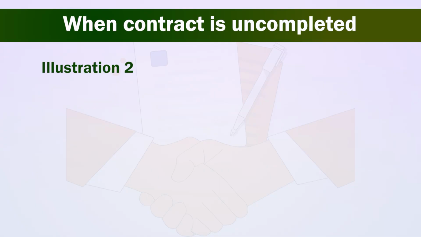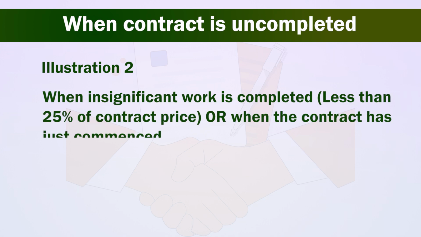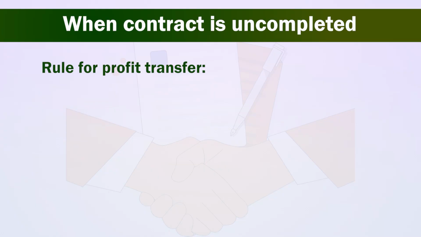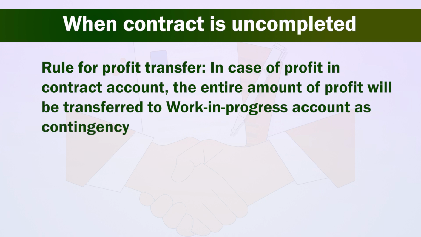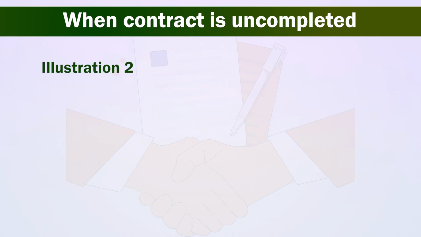Illustration number 2. It is for when less than 25% of contract price is completed, or when the contract has just commenced. Let's understand first the rules for profit transfer. In case of profit in contract, the entire amount of profit will be transferred to work in progress account as contingency, and in case of loss, the entire loss will be transferred to profit and loss account. Illustration number 2, let's understand it.